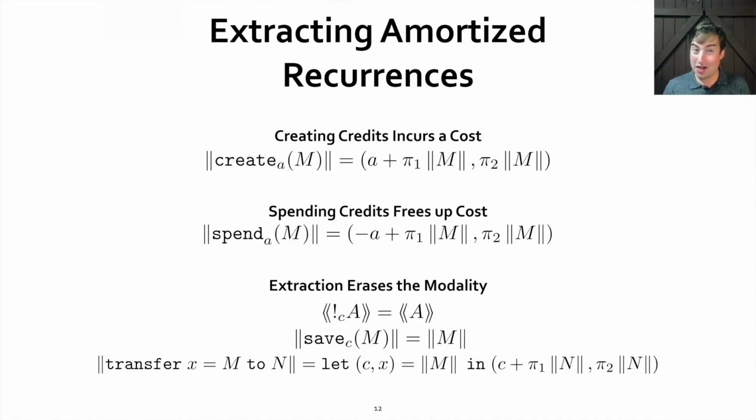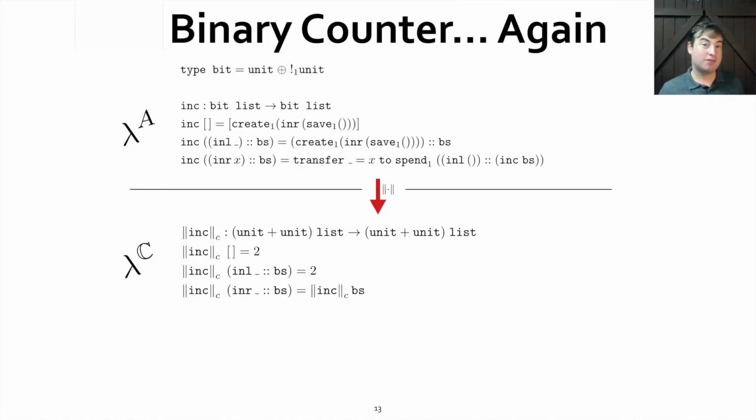All good. So now that we have the recurrence extraction in place for Lambda A, let's extract recurrences for the binary counter, solve them, and hopefully get the type bound we were looking for. So above the line here is the term for inc that we wrote earlier, and below I've written the cost component of the recurrence you get in Lambda C for this term.